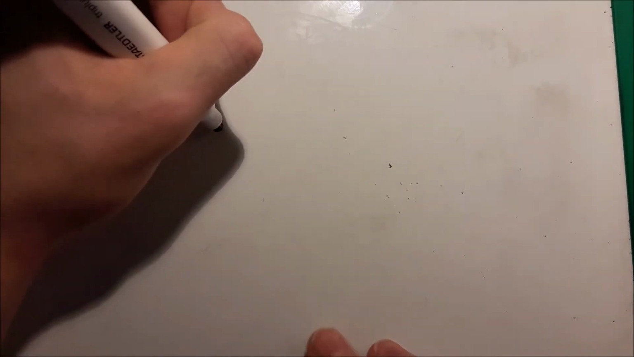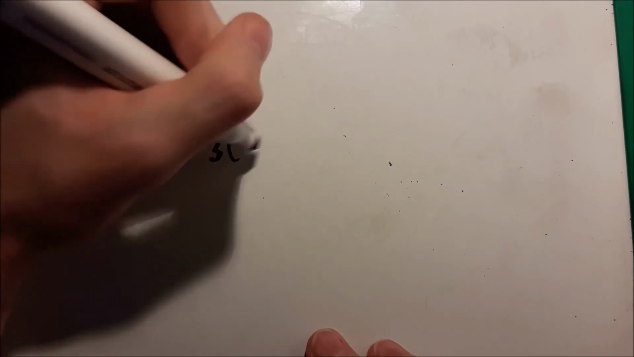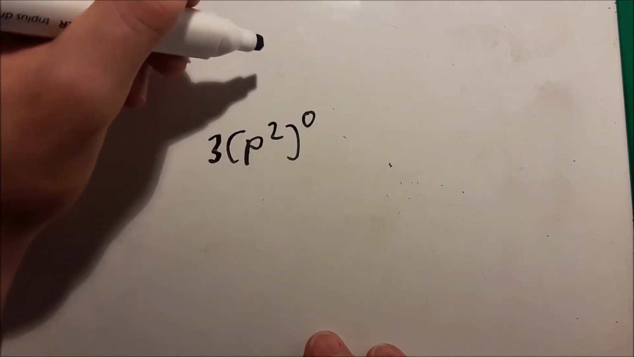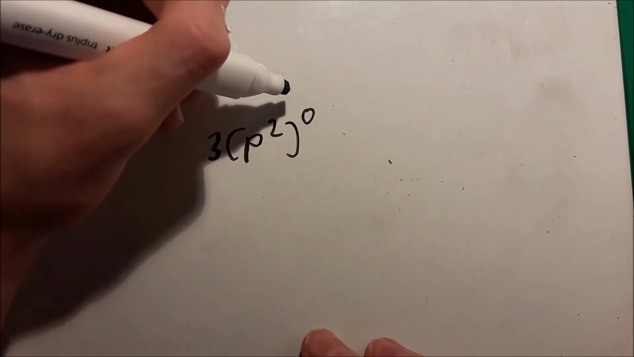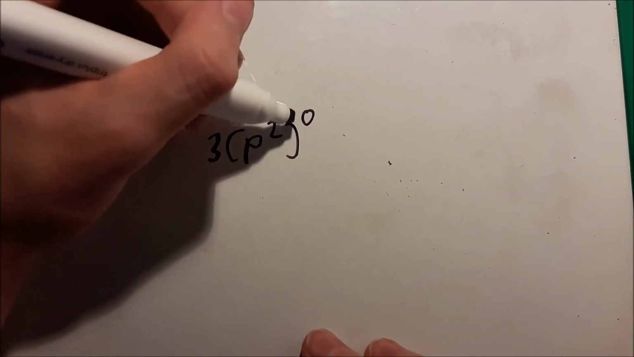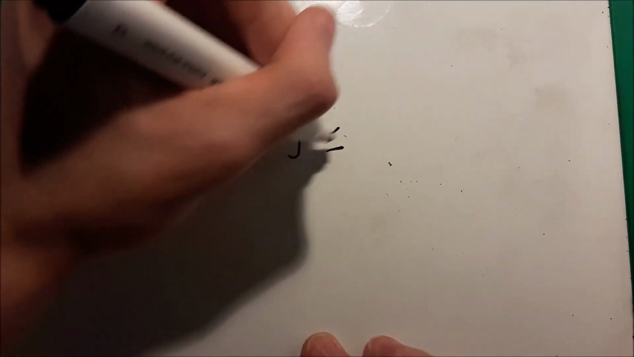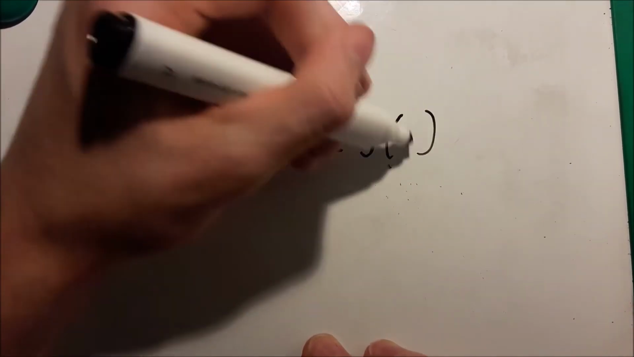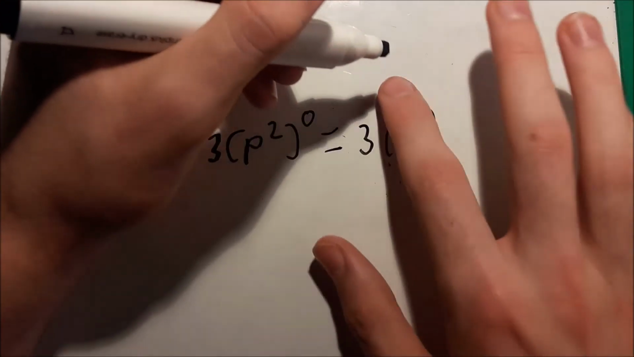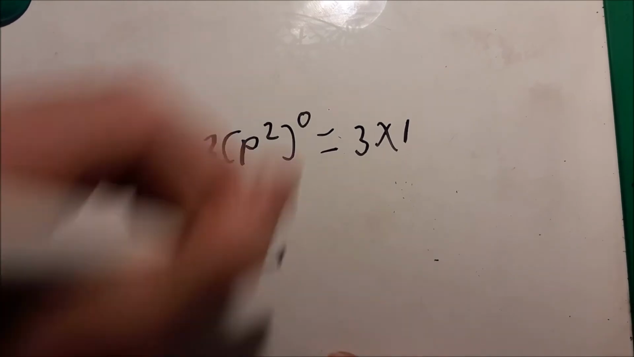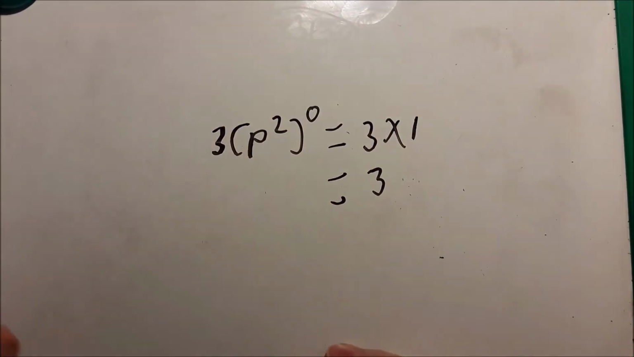So now we'll be looking at 3p to the power of 2, all to the power of 0, okay? Now remember, anything to the power of 0 is 1, meaning this whole bracket is going to equal 1. So we can just as well say 3 and in the bracket 1, or we don't even have to have the bracket, and then we just say 3 times 1, and that will just equal 3 again.